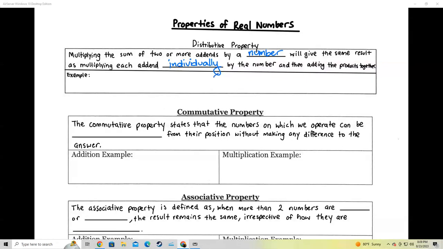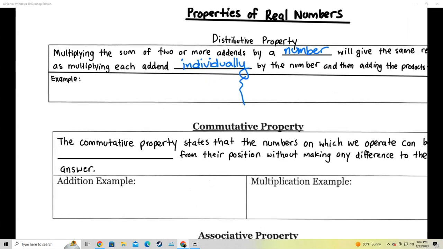Let's do the general form first. Here's an example. Let's say I want to multiply A times B plus C. If I were to use distributive property, what I would end up doing is taking that A and distributing it to the B and then distributing it to the C. If I wanted to highlight it, I would take the A right here.